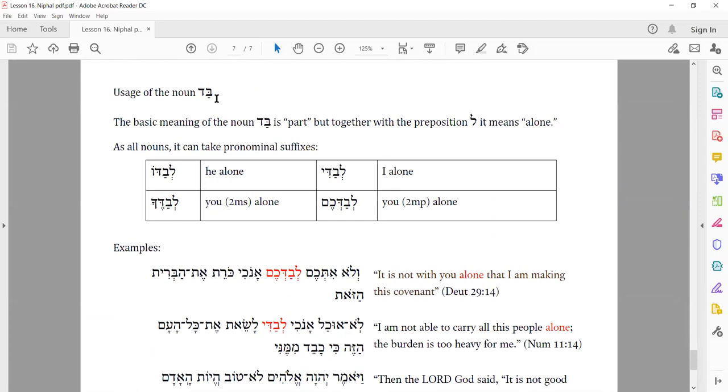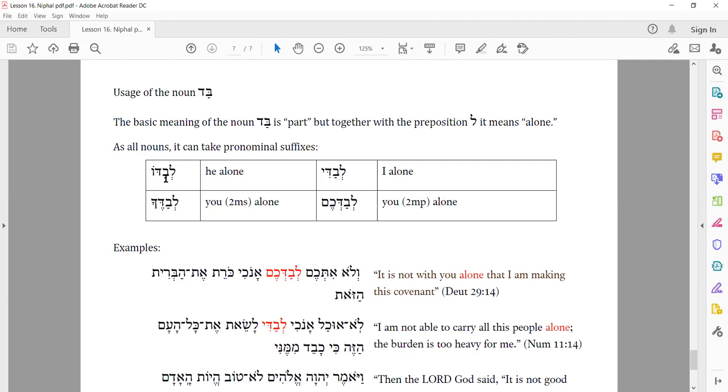in one of the sentences. So I decided to make some explanation about it. So bad actually very often occurs with the preposition le, and when it occurs with the preposition le, it always means alone. But also the pronominal suffixes are added to this noun.